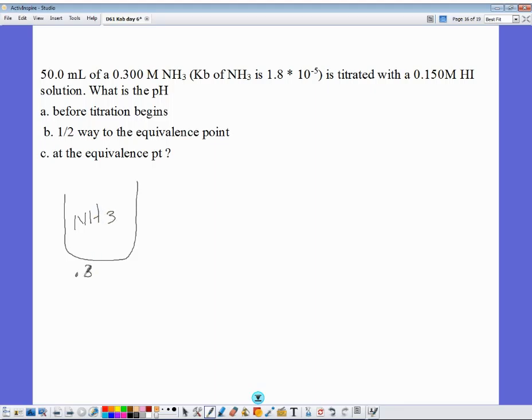Are you with me? All right, 0.05 liters. That's what you're starting with. Everybody agree with that picture? And all you have is base. That's all you have. He's floating around all by himself. Anything come to mind?